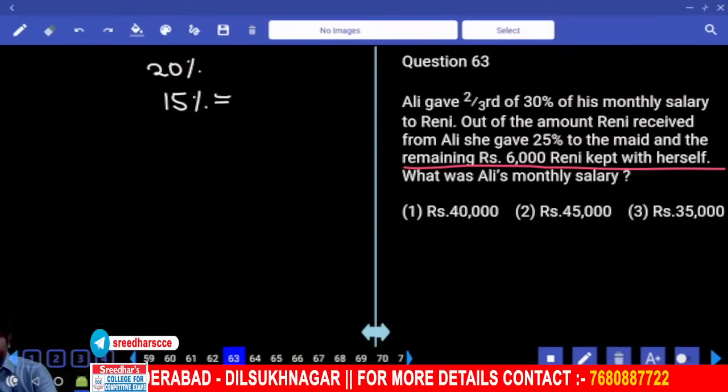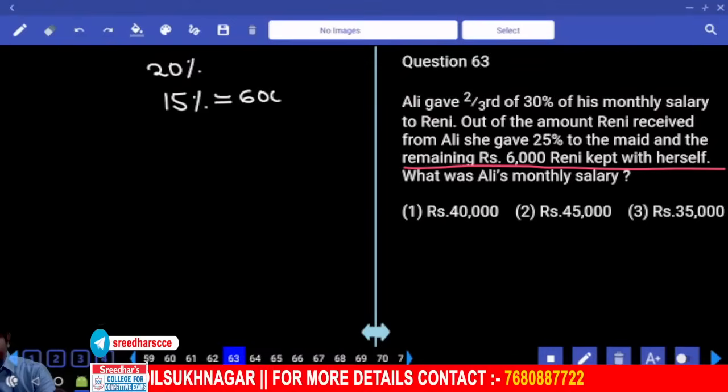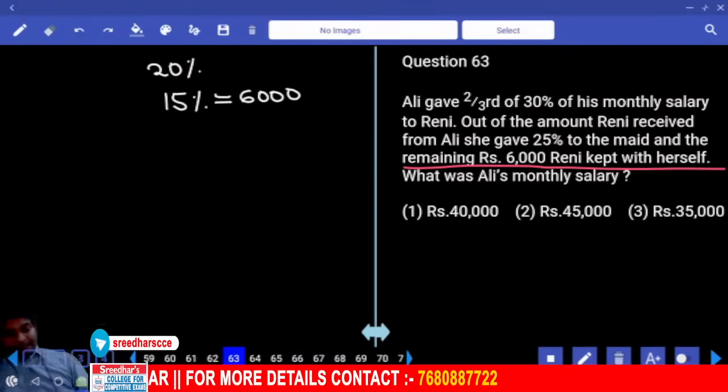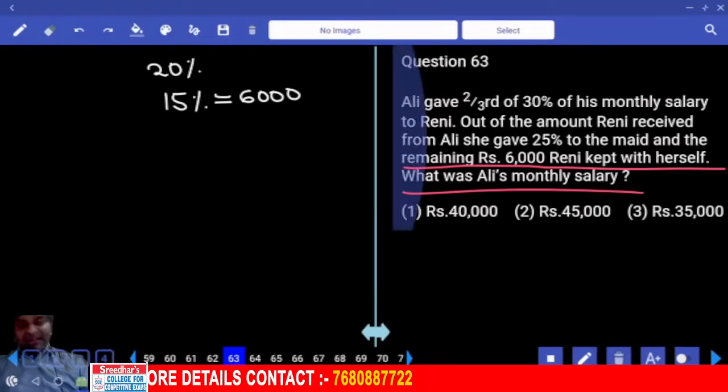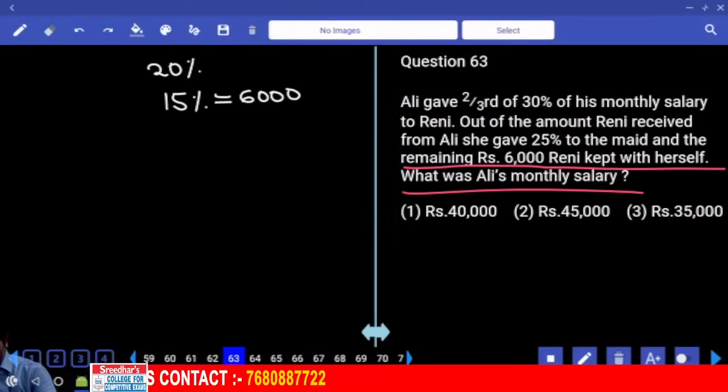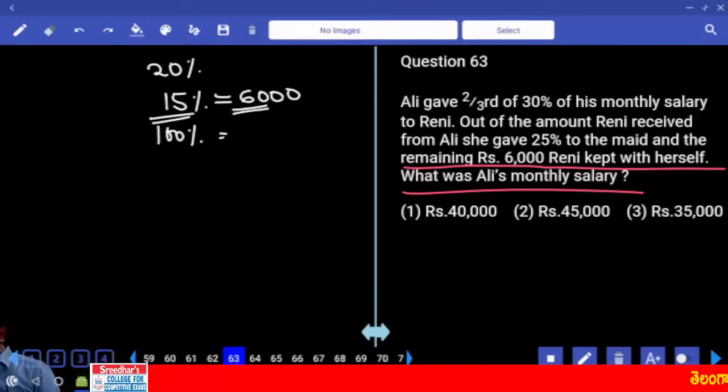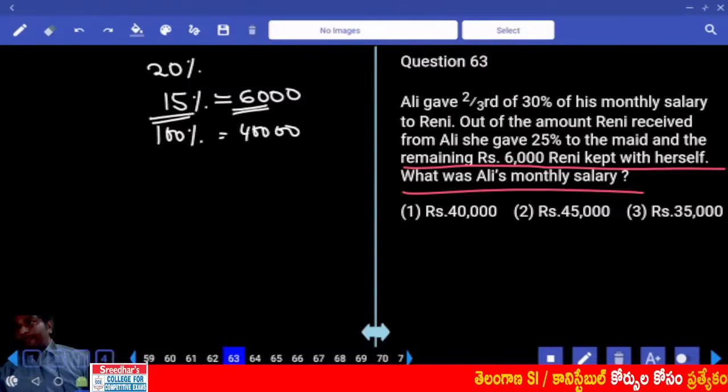That means 15% value is equal to 6,000. What was Ali's monthly salary? Ali's monthly salary? 100%. 15, 4 times and then 2 zeros. 100, 4 times and 2 zeros. Clear?